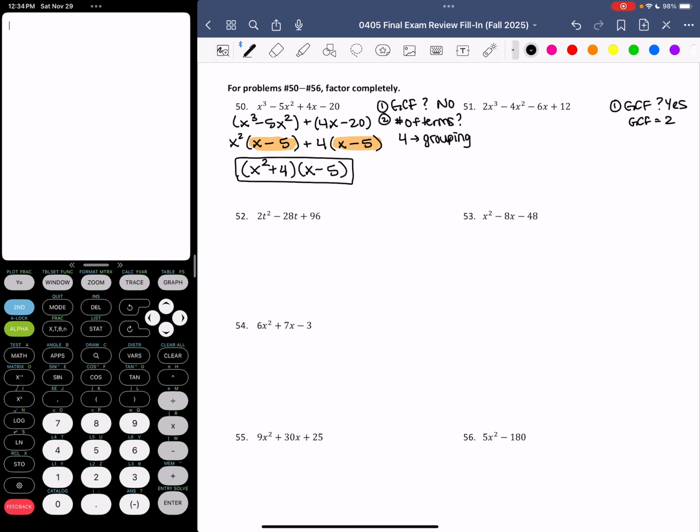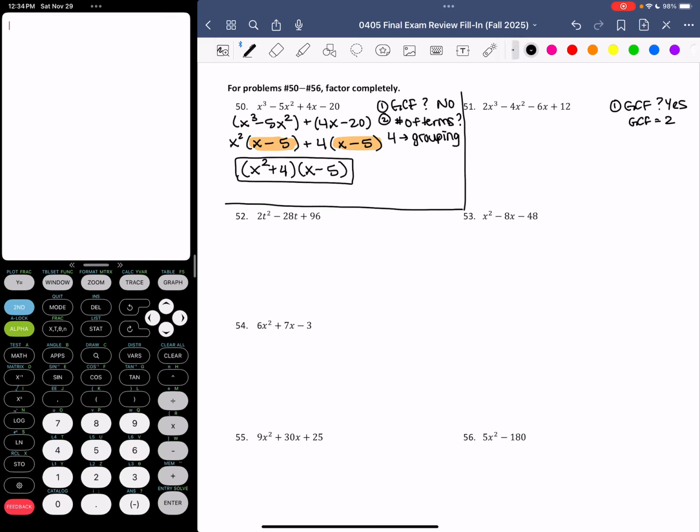Man, I really need to put some dividing lines here. Let me see if I can maybe move this over here just a smidge. Okay, here we go. Let's try this.